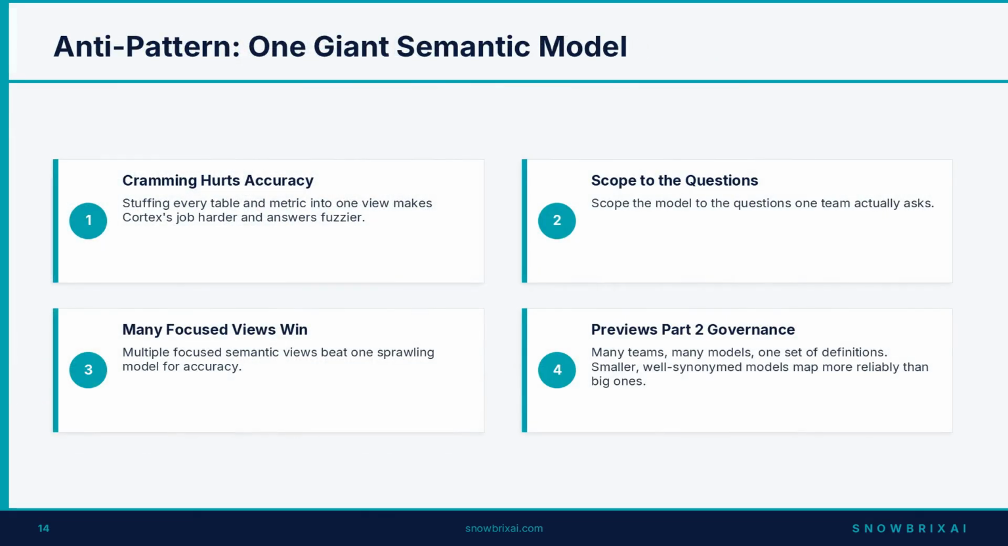Here is a trap worth naming, the one giant semantic model. Cramming every table and metric into a single view makes Cortex's job harder and the answers fuzzier. So scope the model to the questions one team actually asks. Multiple focused views beat one sprawling model for accuracy. Smaller, well-synonymed models map more reliably than big ones. And this previews part 2's governance. Many teams, many models, one set of definitions.